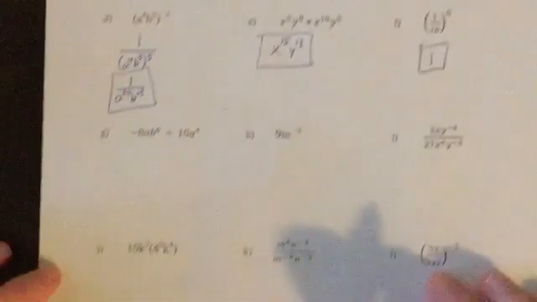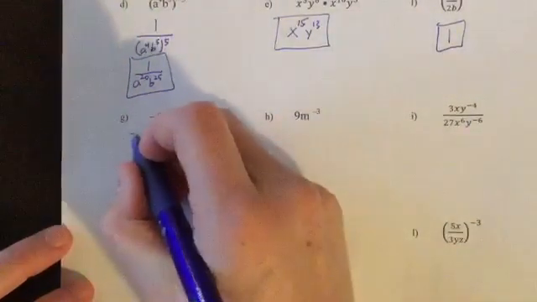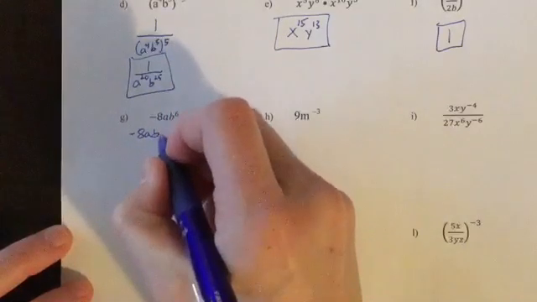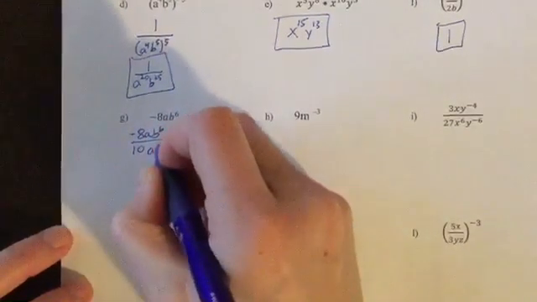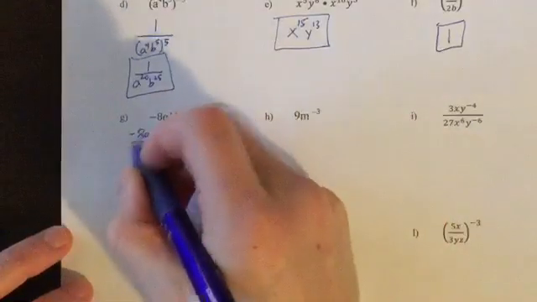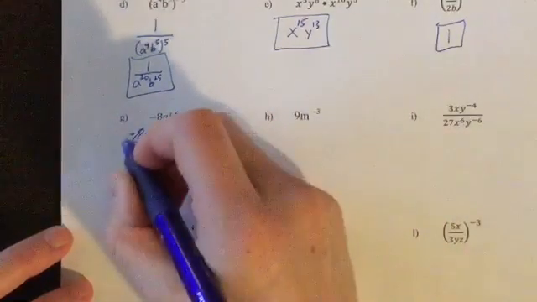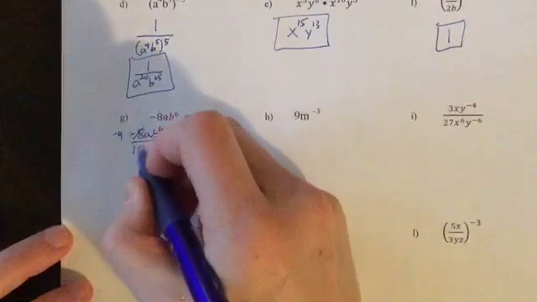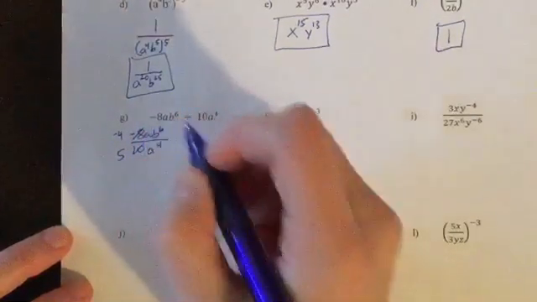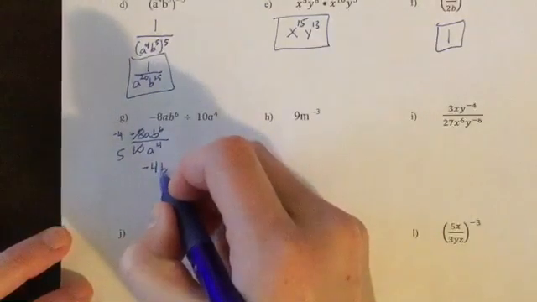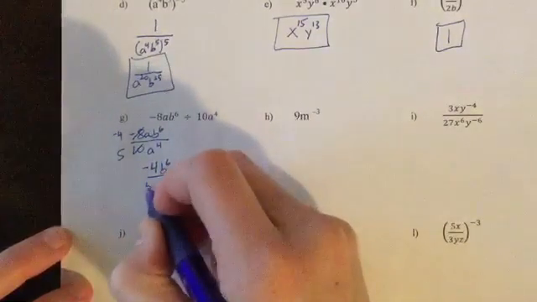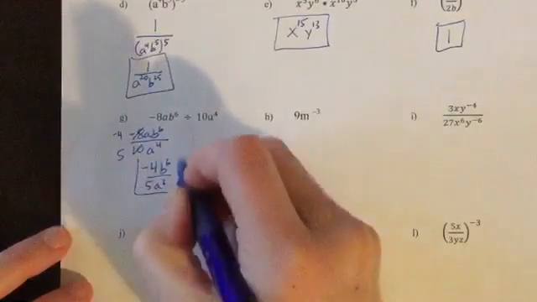Okay. On G, our division, I'm going to rewrite that as a fraction, negative 8ab to the 6th over 10a to the 4th. Now we can start reducing. Common factor is 2. 2 goes into negative 8, negative 4 times. 2 goes into 10, 5 times. The only other thing that can cancel is the a, so we're going to get negative 4b to the 6th over 5a to the 3rd.